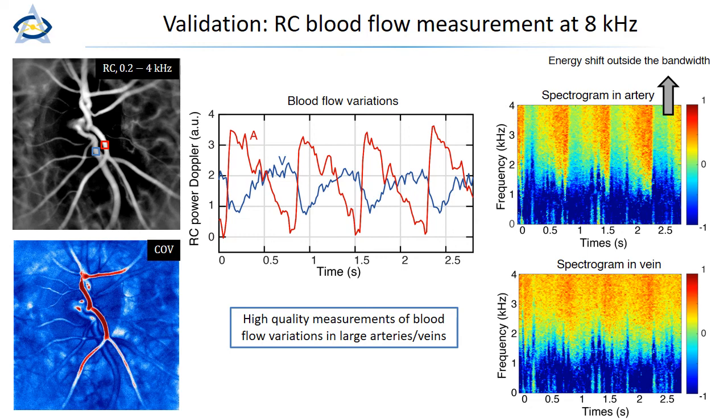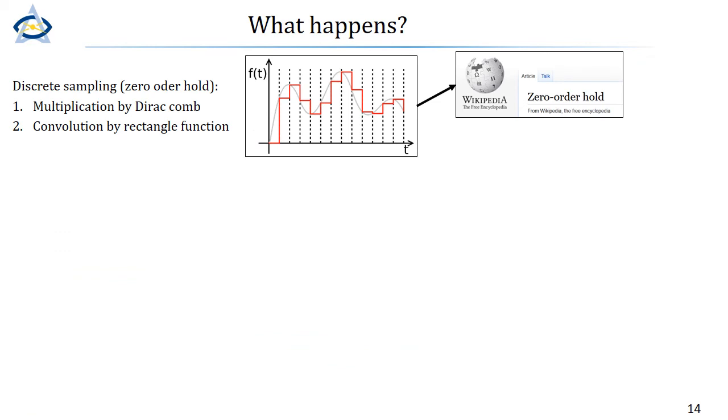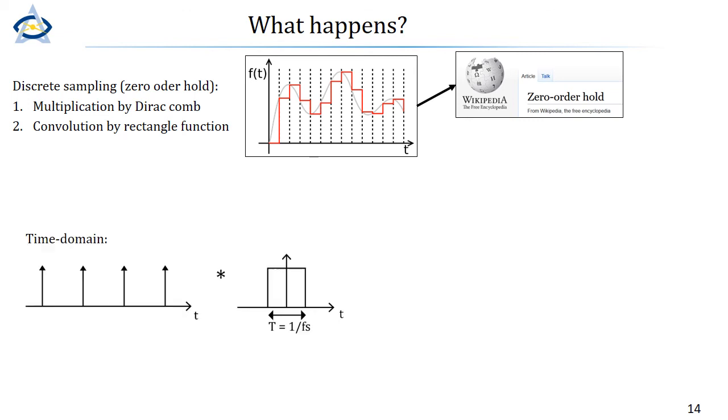So what's happening exactly when this energy is shifted outside the camera bandwidth? Well, when the camera is working, it has an exposure time, and it's integrating all of the signal variation during that time, and this corresponds to a sampling that is a Dirac convolved by a rectangular function, so it's a zero order hold.